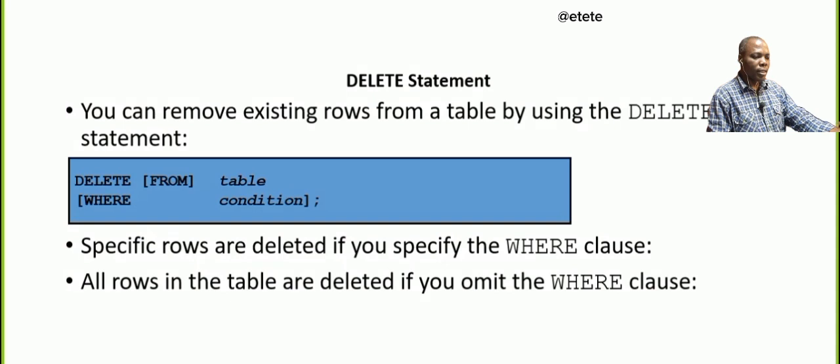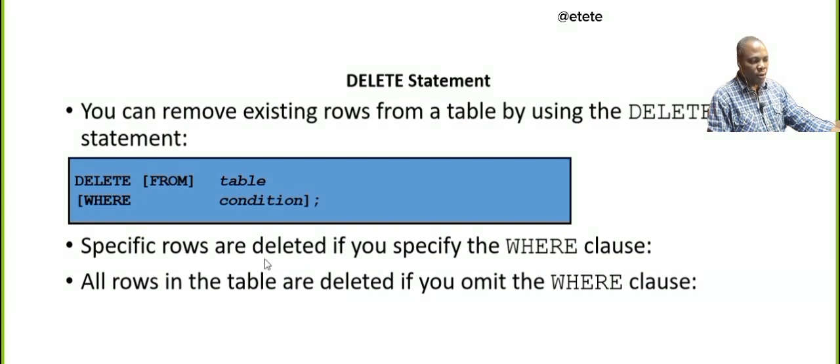Now, this is the syntax for the delete statement. Very simple. You can remove existing rows from a table by using the delete statement. Delete from table, where condition. You can see that this from is in the square parentheses. I told you about this square parentheses means optional. So you can say delete table, or you can say delete from table. That's why they are putting this in square bracket. Then you have the where condition. So you can equally say delete table without putting a condition. That is why this is also in a square bracket.